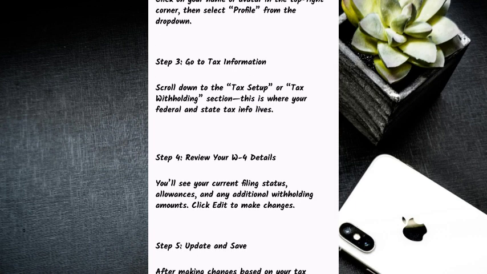Step 4, review your W-4 details. So you're going to see your current filing status, your allowances, as well as any additional withholding amounts. Just click edit to make changes.